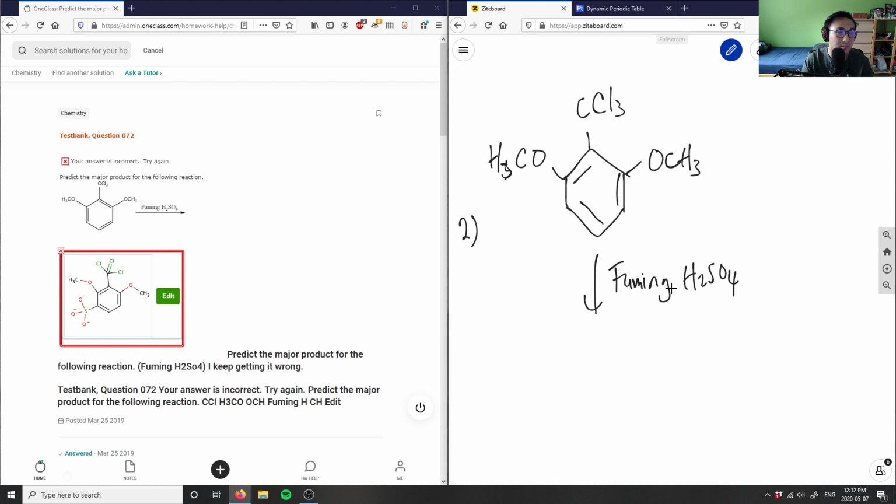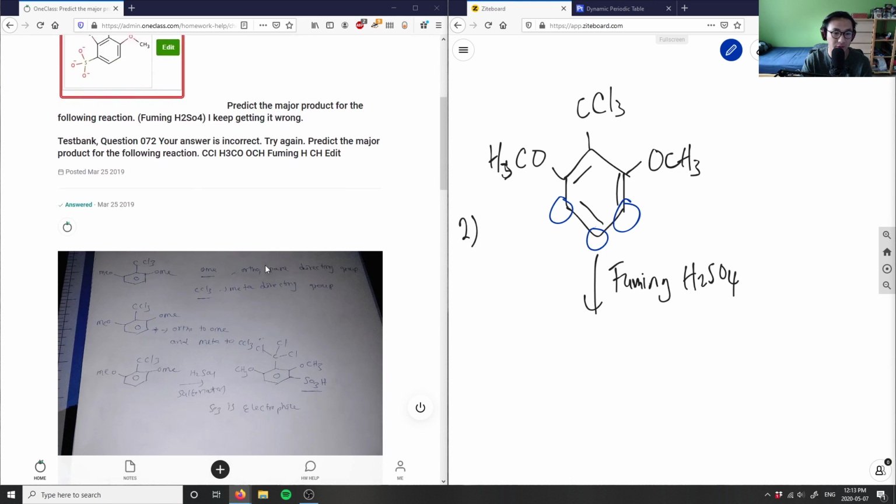So when we react it with fuming H2SO4, it's actually not going to go ortho to these guys here. It's not going to go to this position here, or this position here. It's not going to react at any of these positions. It's actually going to react at this position here. It's going to be para, or sorry, it's going to be ortho, not ortho, sorry. It's going to be para to this CCl3. Sorry, I said ortho. This is para. So it's going to be para to CCl3, and not para to H3CO and OCH3 here.